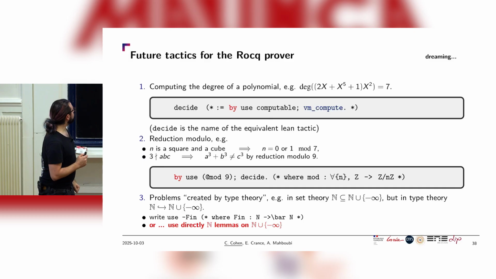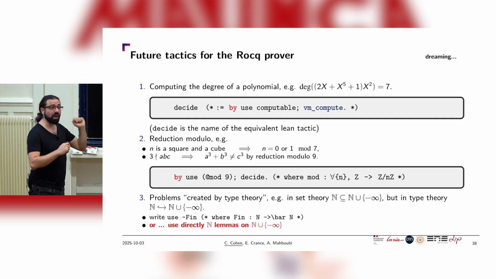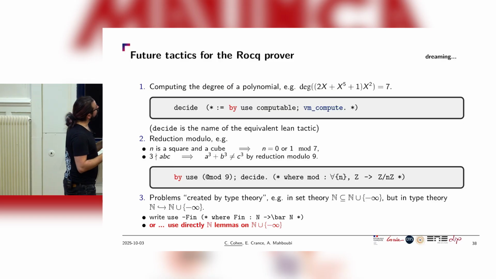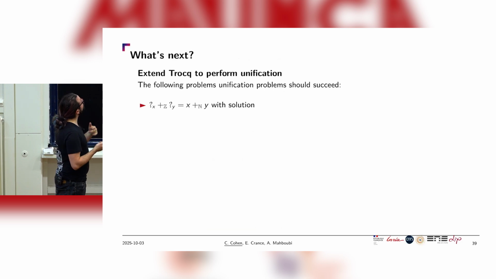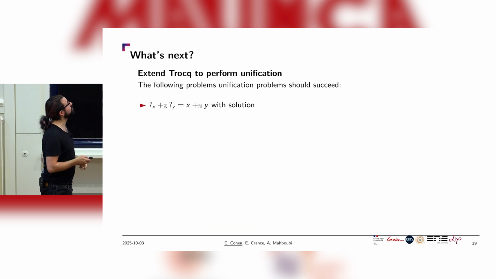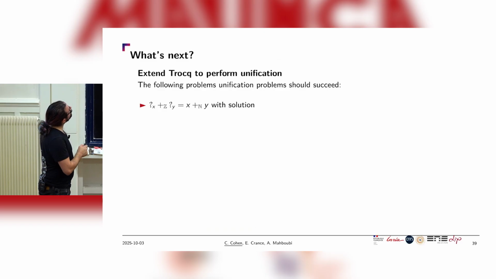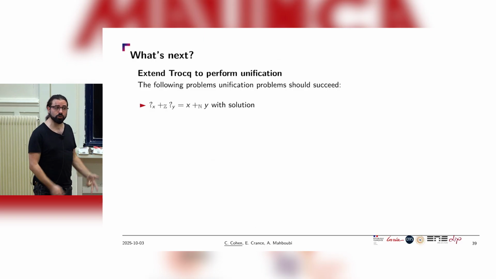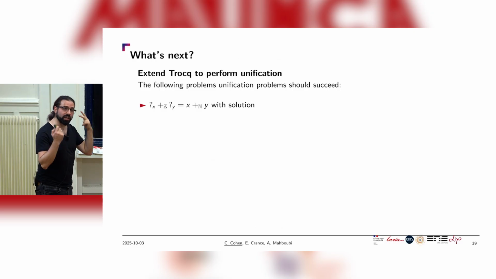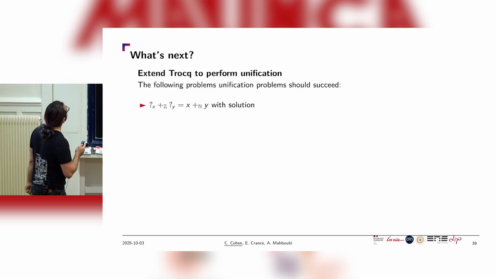Oh, no, we can imagine more. Instead of having to translate statements manually, we can imagine to use Trocq to boost unification. So for example, instead of being confronted with this problem, which doesn't type check, you can reinterpret the equality as which relation would actually make it type check, and what is the solution for the indeterminates.